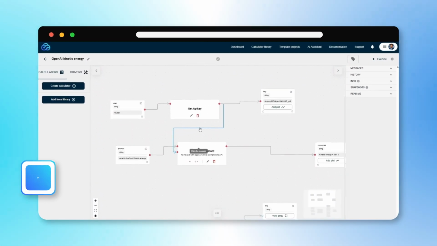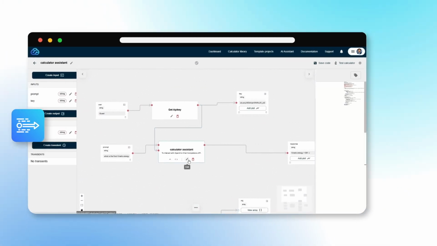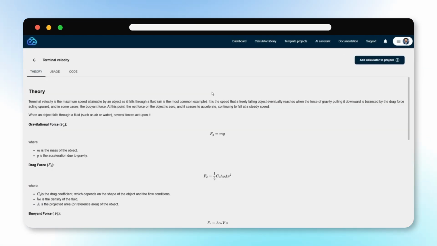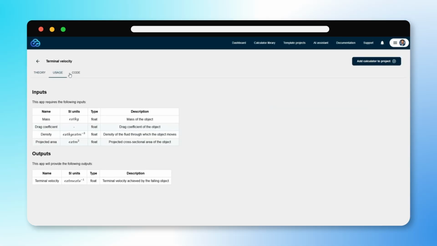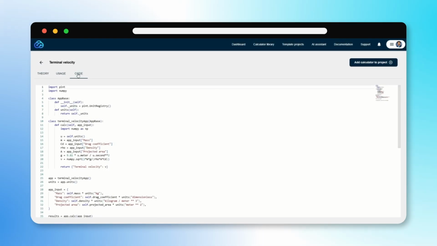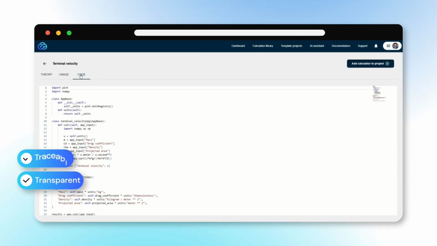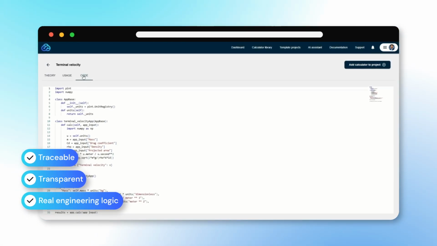You work faster because your models are structured and reusable. You stay organized because everything lives in one consistent system. And you keep full control because every equation remains transparent, traceable, and based on real engineering logic.